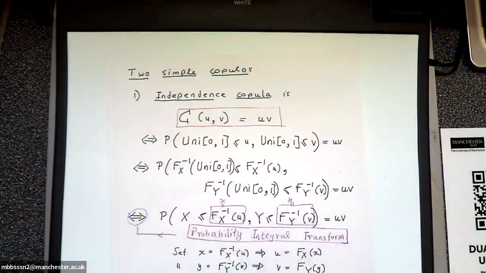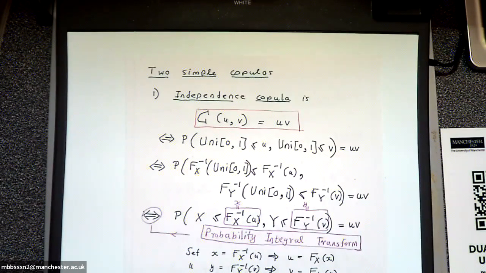The next thing I'm going to talk about, okay, two simple copulas. The first of them is known as the independence copula, right?